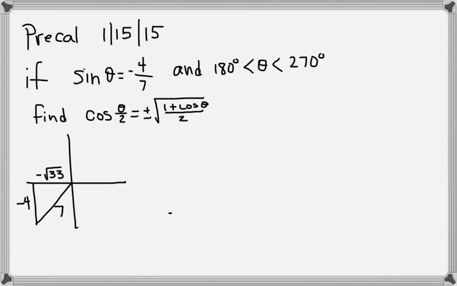Go through that. I do that because I can take this little triangle and I can find the cosine by doing adjacent over hypotenuse, which is going to be negative square root of 33 divided by 7. Does that make sense?